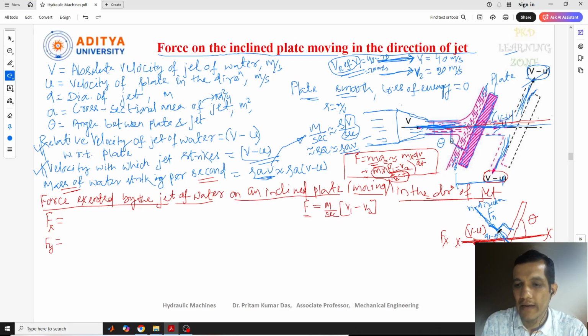This will be 90 minus theta. Okay, and here also the same thing. Here also, if you see, this is our 90 degree. Then what about this one? Obviously this one will be our 90 minus theta, because here it is theta. So this is 90 minus theta.